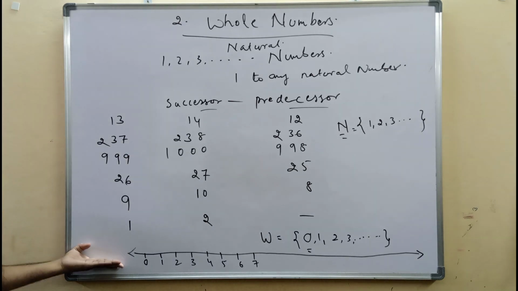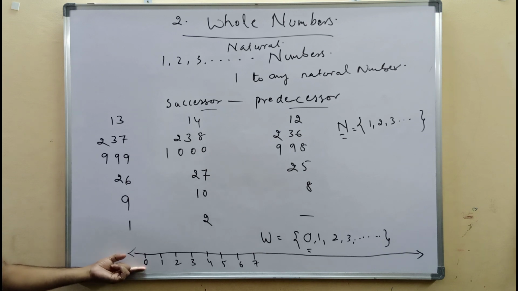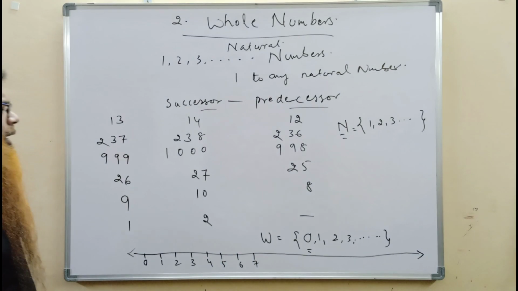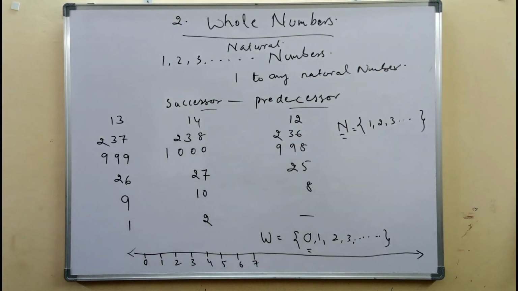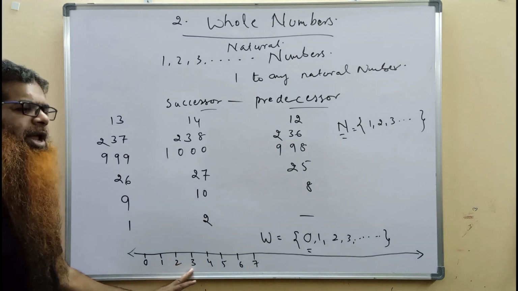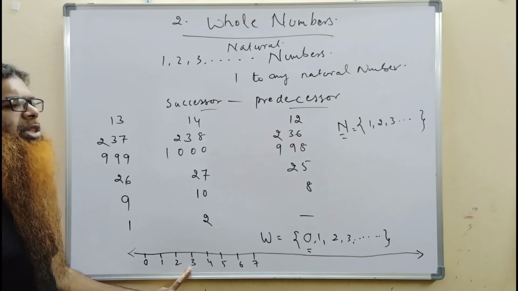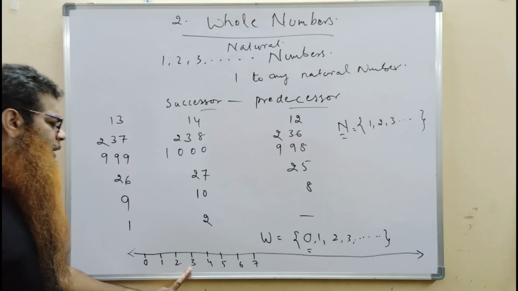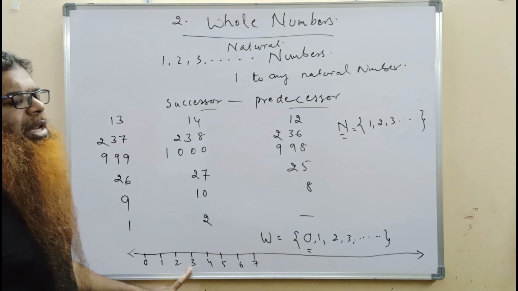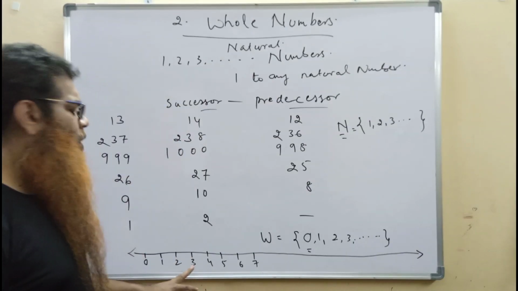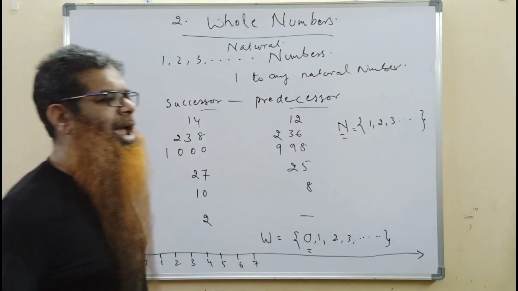This is the number line for the set of whole numbers. As you can see, it begins with 0. It starts with 0, 1, 2, 3, 4, 5, 6, 7 and so on. The successor of every whole number lies on the right side of it on the number line, and the numbers which lie on the right side of a number are greater than it.